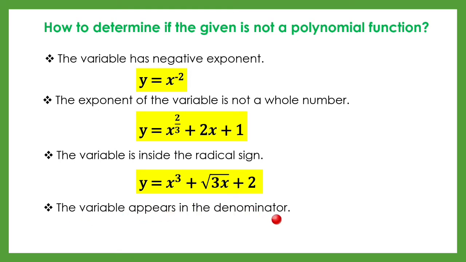And then, lastly, if the variable appears in the denominator. Kung meron tayong variable sa denominator, ibig sabihin that is not a polynomial function. Example, y equals 4 over x squared plus x. Meron tayong variable sa denominator. So, this is not a polynomial function.